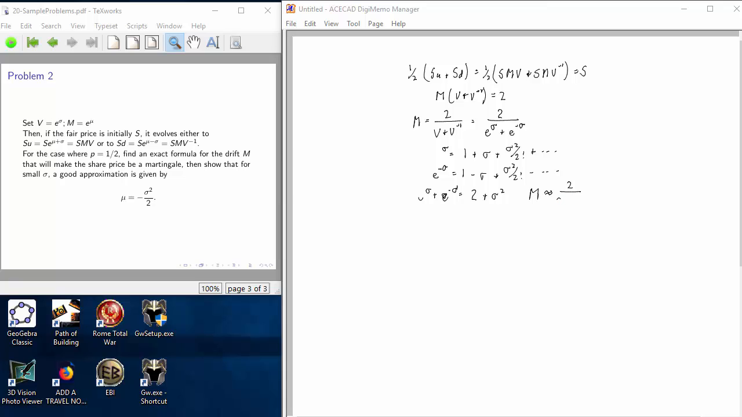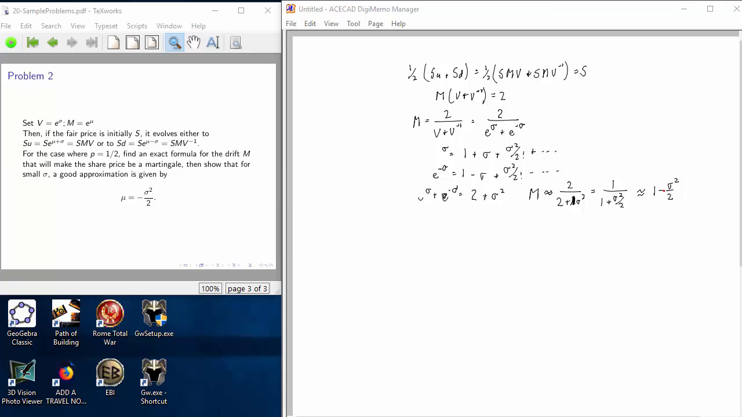It's only approximate because we threw out higher terms involving powers of sigma higher than 2. I get 2 over (2 plus sigma squared), or 1 over (1 plus sigma squared over 2). But if I write that as 1 minus sigma squared over 2, I'm just throwing away a term involving sigma to the 4th. We've been doing that earlier, so this is consistent.